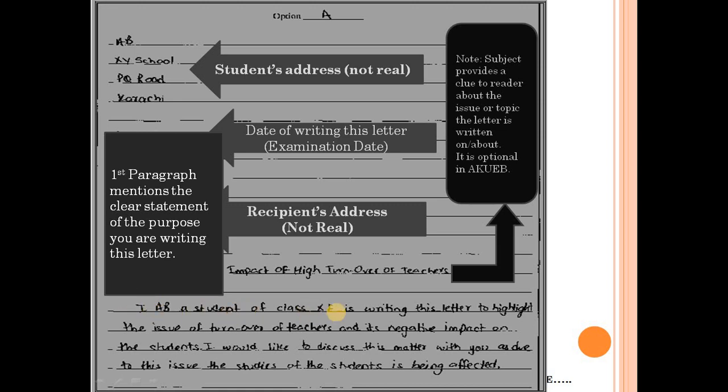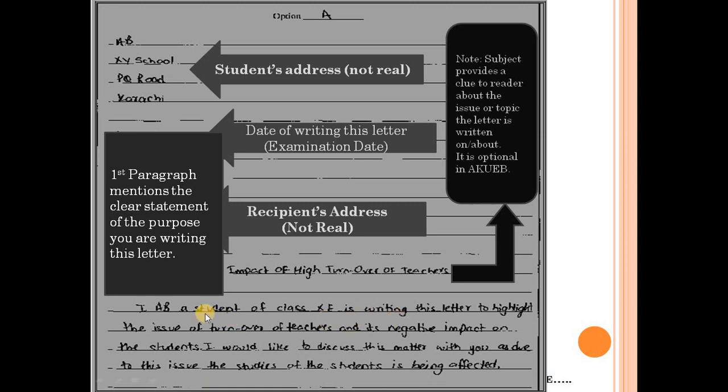I, AB, a student of class matric, is writing this letter to highlight the issue of turnover of teachers and its negative impact on the student. This is what made you write this letter. The very first sentence actually tells the purpose of writing this letter. As we have already discussed in the previous slides, the first paragraph is the introductory paragraph, and in that introductory paragraph you have to write down a clear statement of the purpose of writing this letter. You have to introduce why you are writing this letter.